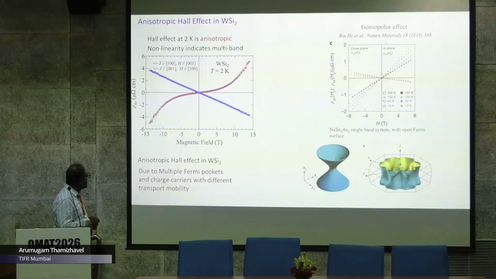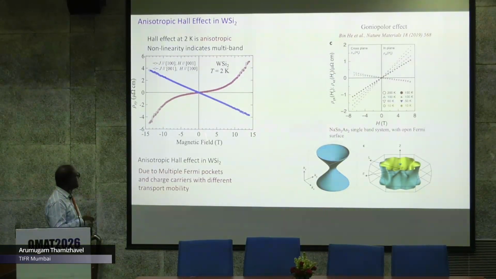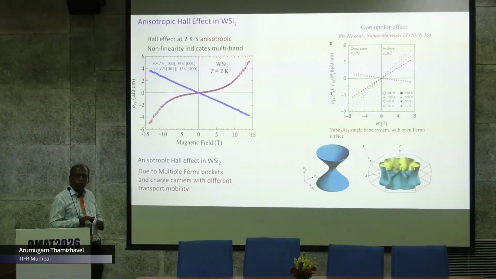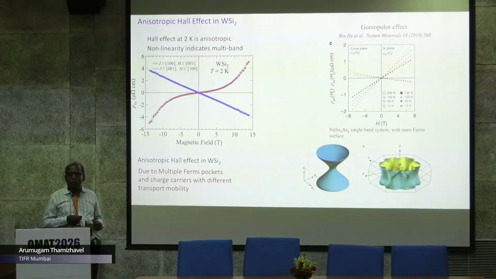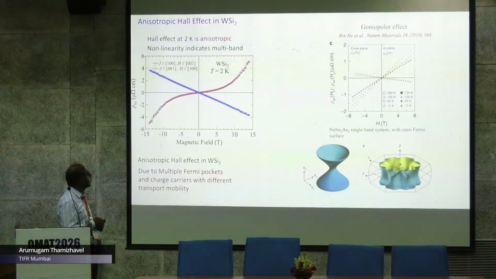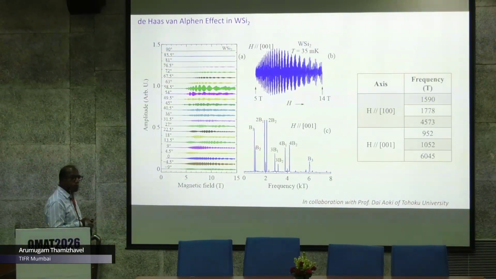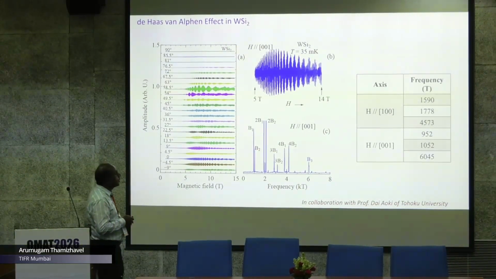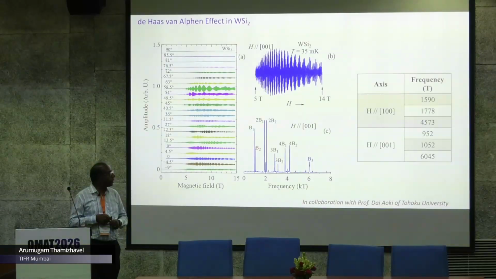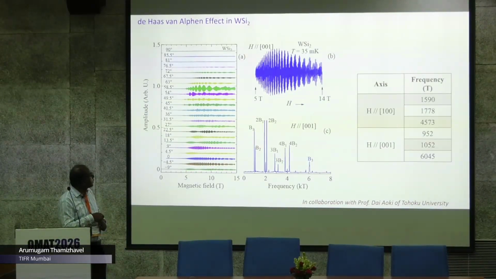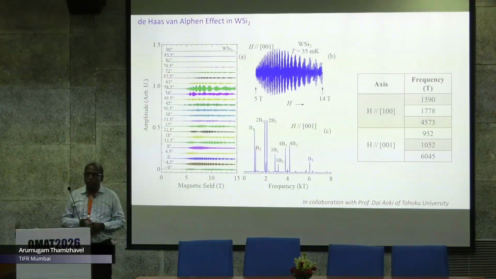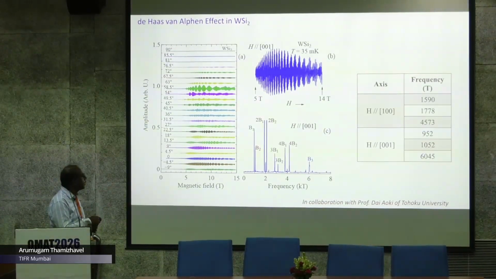And this is maybe due to the multiple Fermi pockets in the band structure, and the charge carriers with different transport mobility along different directions might lead to this kind of anisotropy in the Hall effect. And we have observed dHvA oscillation signal in this work. We have done an angular dependence of this dHvA oscillation. This was done at Tohoku University. We went there for this measurement and performed the angular dependence.